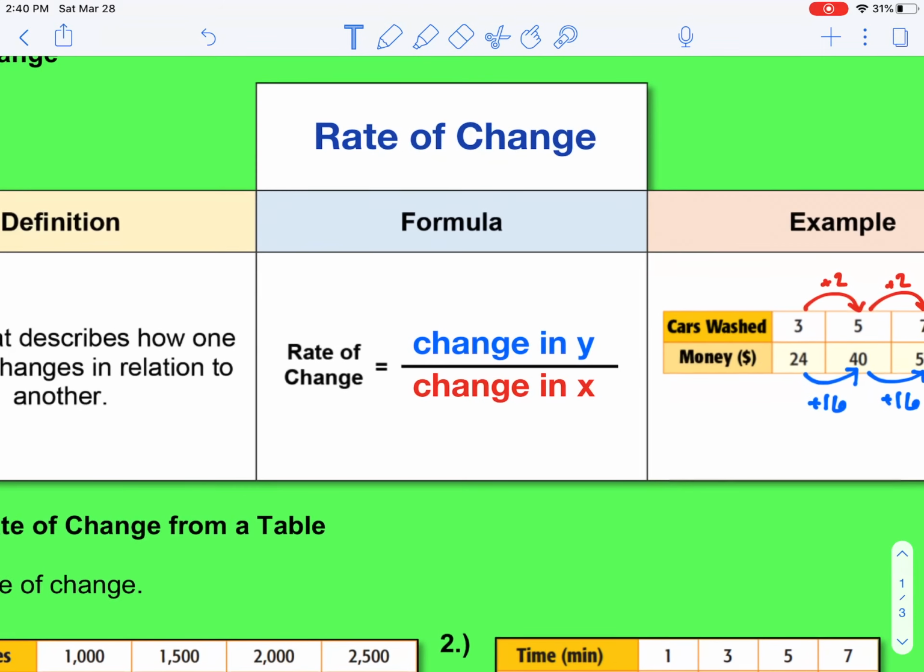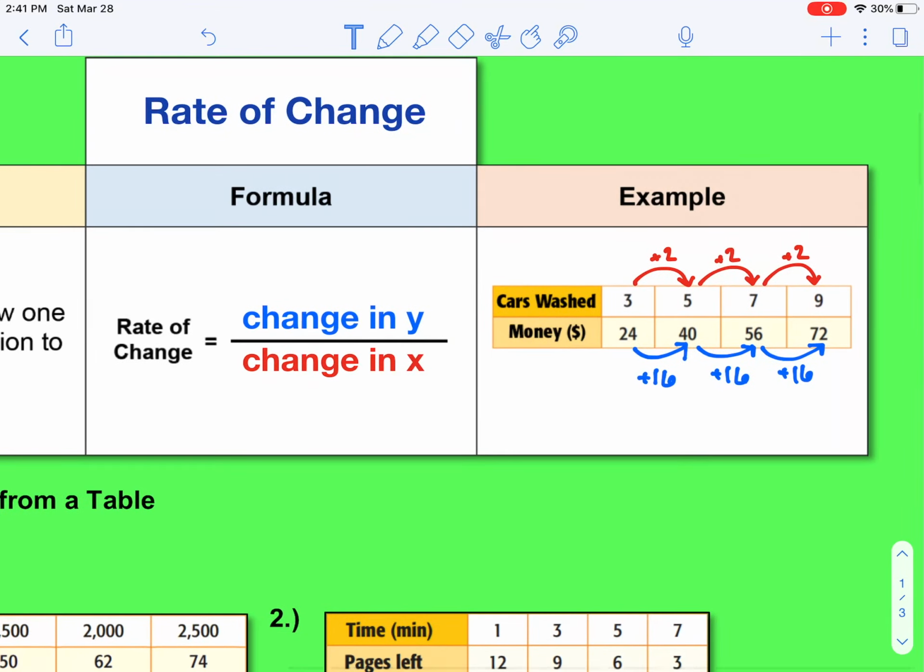So our formula for rate of change is fairly simple. It's the change in y over the change in x. Change in math is a very specific word that allows us to calculate the difference of something, and we should know that difference means it's a subtraction problem. We're going to actually talk about that more tomorrow.